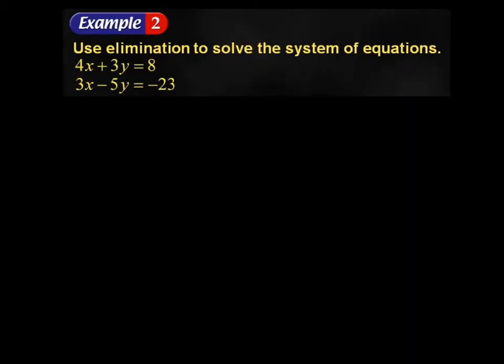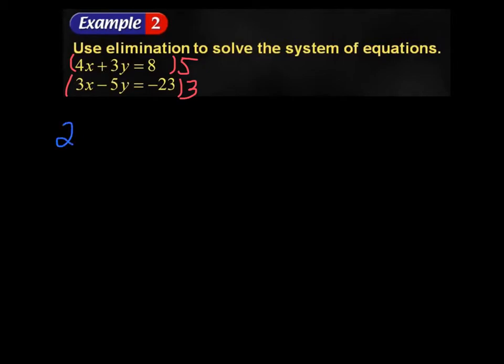Directions are straightforward. Use elimination to solve. But there's no easy thing to multiply this time, that one number is a factor of the other. So I'm just going to multiply the first equation by 5 and the second equation by 3. Hopefully you can see where I picked the 5 and the 3. So I'm going to end up with 15s.